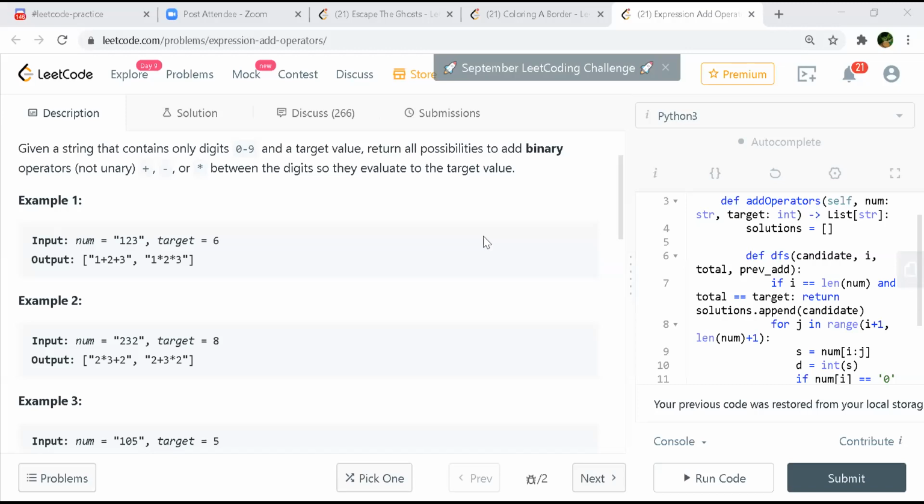But at max how many digits can you use? N minus one digits only you can use, right? Because there has to be some operand on both sides for the operator, right? So concatenation will be only up to n minus one. Oh yeah, makes sense.